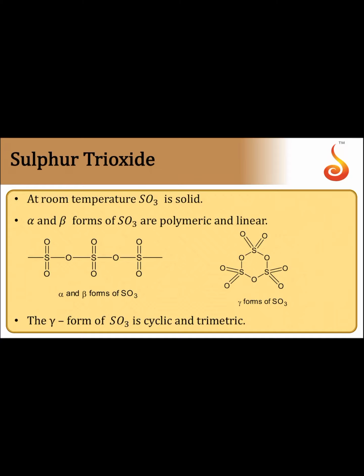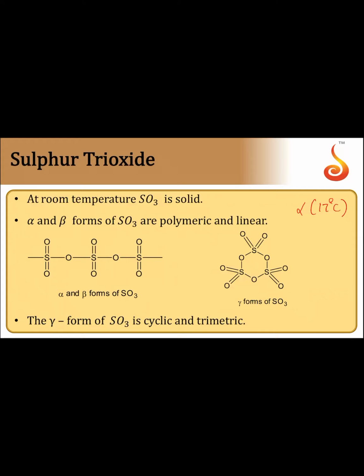SO3 exists in three allotropic forms: alpha, beta, gamma. Alpha form is the chemically active form. It forms long, transparent ice-like crystals. The melting point of this alpha form is 17 degrees Celsius.